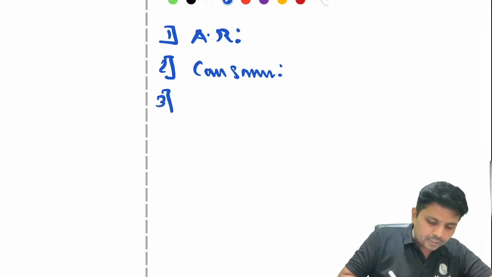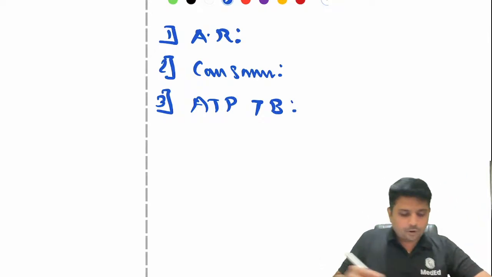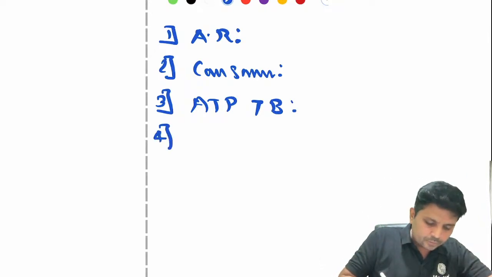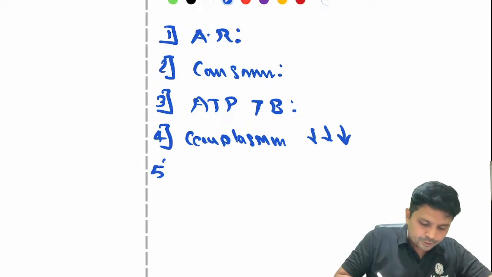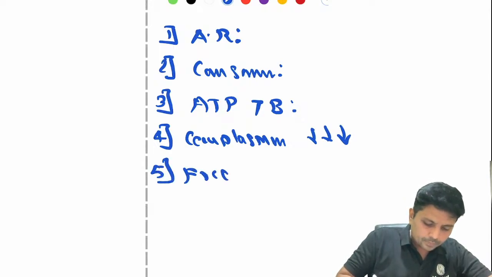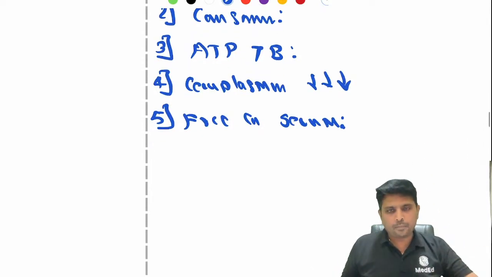Third point, what is the mutation? ATP7B is the mutation. What happens in Wilson's disease? Your ceruloplasmin that binds the copper will be low. As a result, free copper will be there in the serum, in the blood.